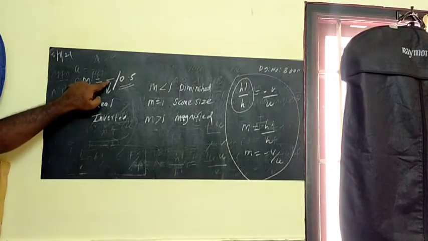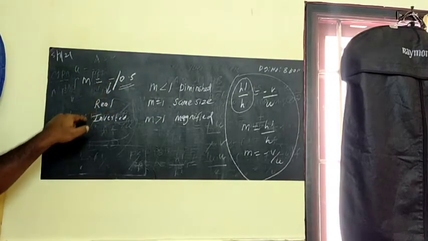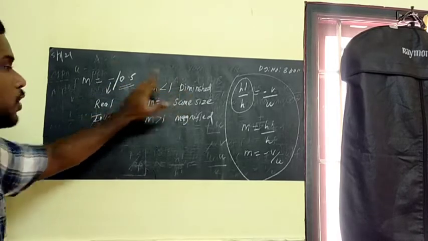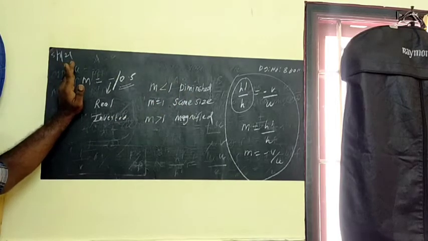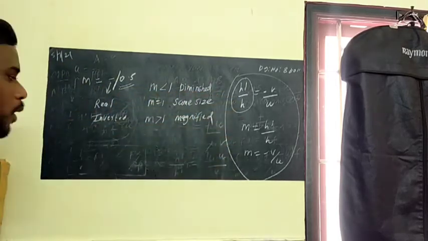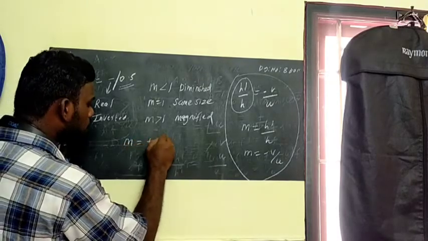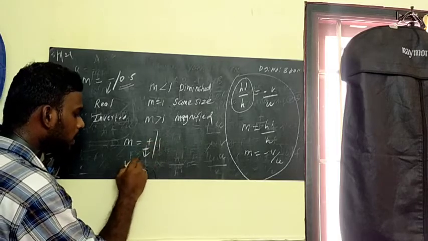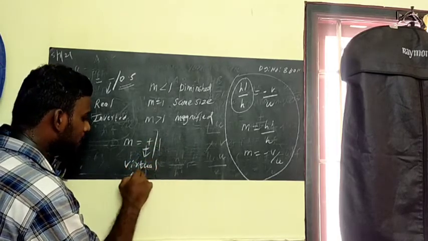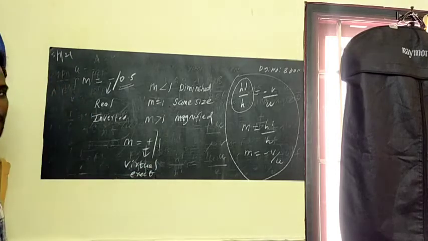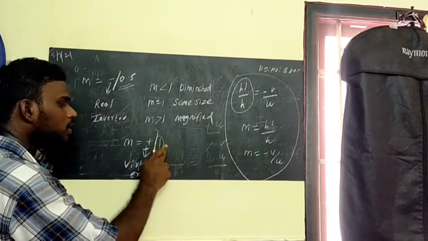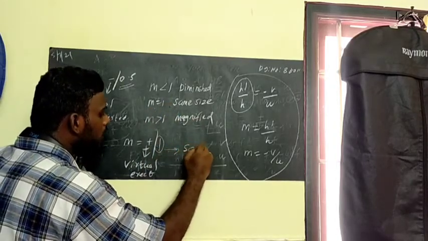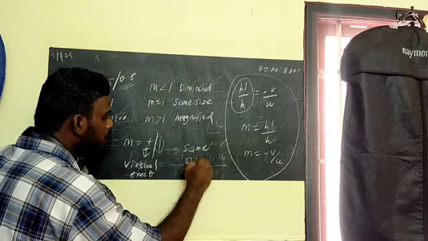We got minus, so it is a real inverted image, and this value is lesser than 1, so it is diminished. The nature of the image will be real, inverted and diminished. Now m equal to plus 1: split it into two. If you get a plus value, it is called a virtual and erect image. The numerical value equal to 1 means same size, like a plane mirror.